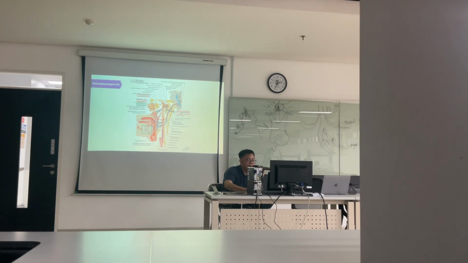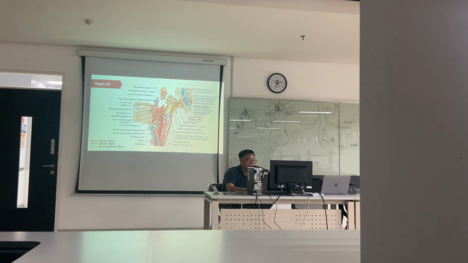Okay? That's it. For glossopharyngeal, just remember only that: posterior tongue and then parotid gland, and also maybe oropharynx. And for vagus, this is very complex, right? But to make it easier, you just remember that they innervate the pharynx.